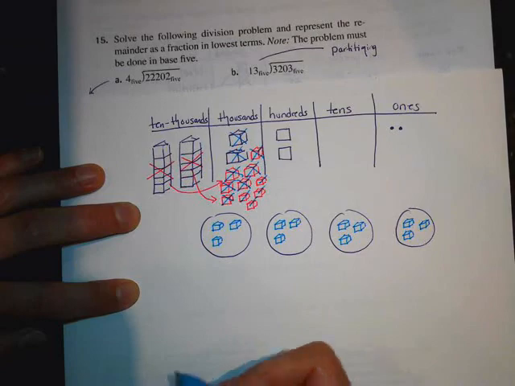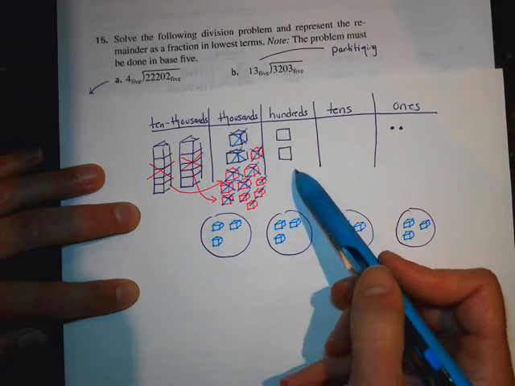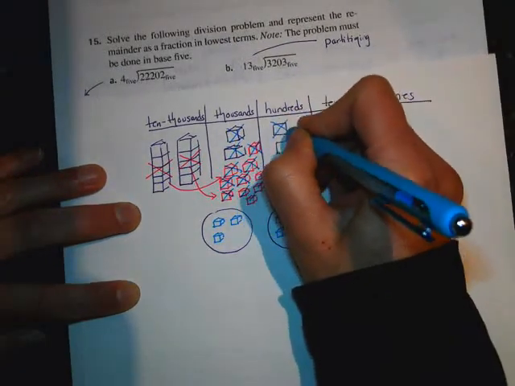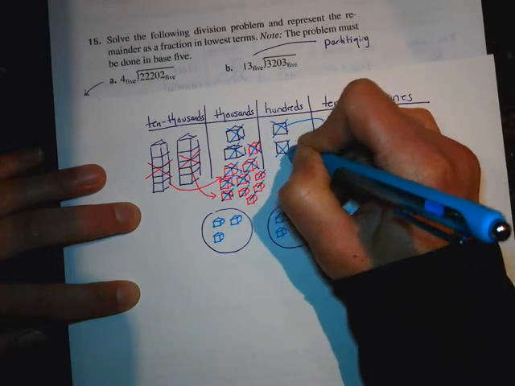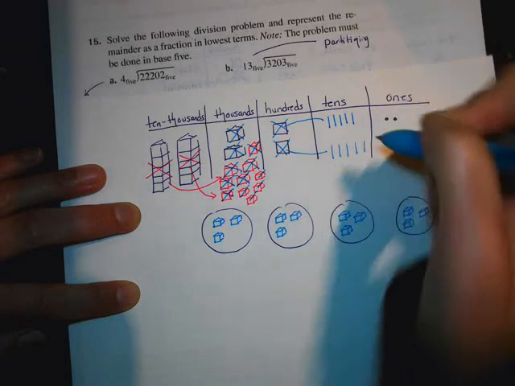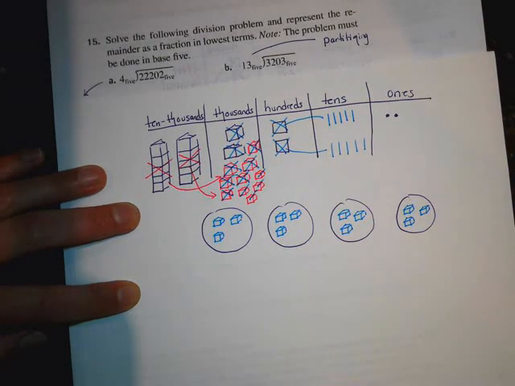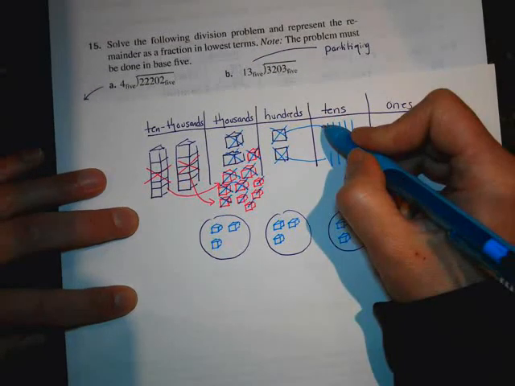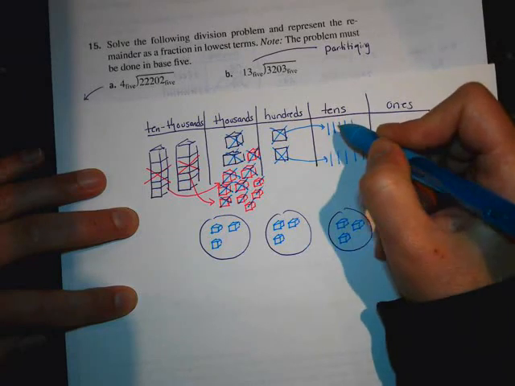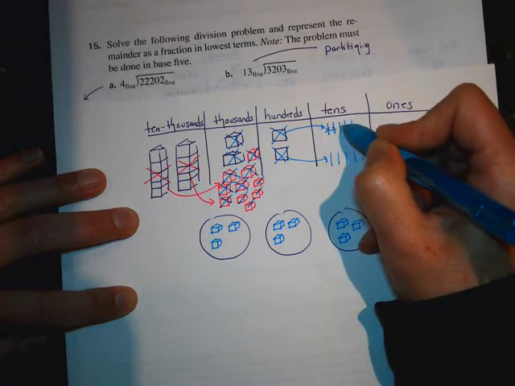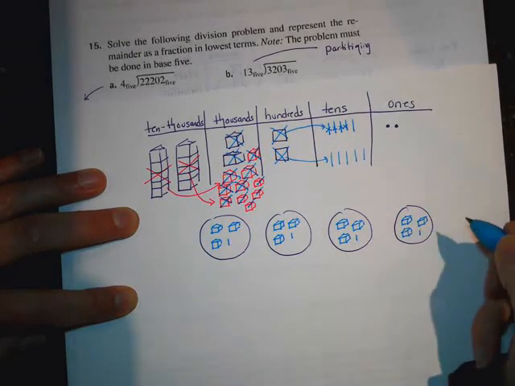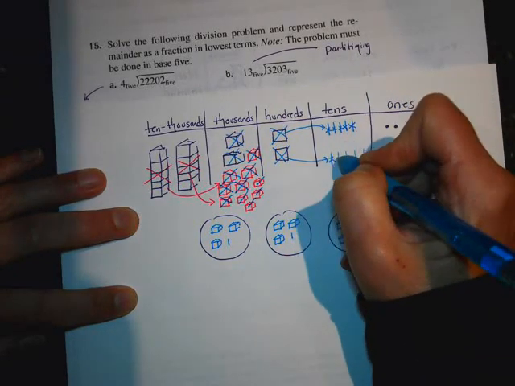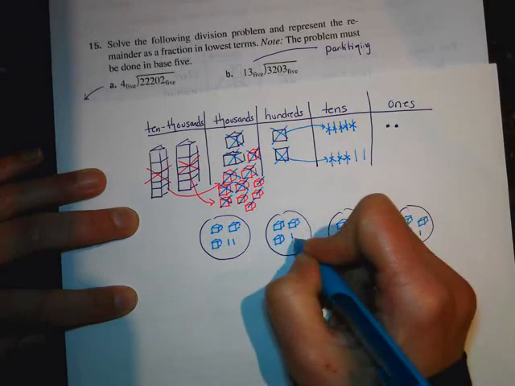Okay, so hundreds, I don't have enough to share. So we're going to have to break them apart and make them into these longs. We're in base 5, right? So that means we get 5 longs out of each flat. It looks like we can share those. Do y'all agree? So you get 1, 2, 3, 4. Everyone gets 1. 1, 2, 3, 4. Everyone gets 1.